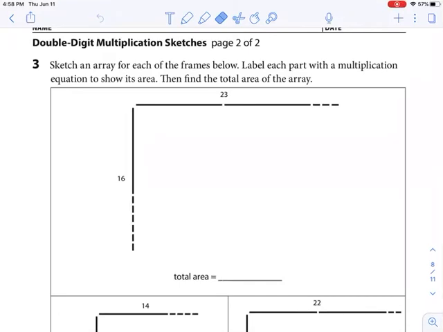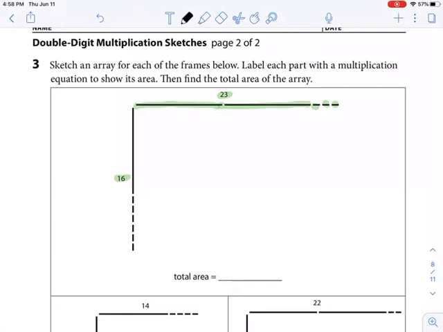All right, let's take a look at our homework. We are looking at double-digit multiplication, sketching arrays or area models, I like to call them. So I know that my width is 16, my length is 23. I notice that I have one strip, two strips, right? I know that those are worth 10, and these lines here are worth one single unit, right?